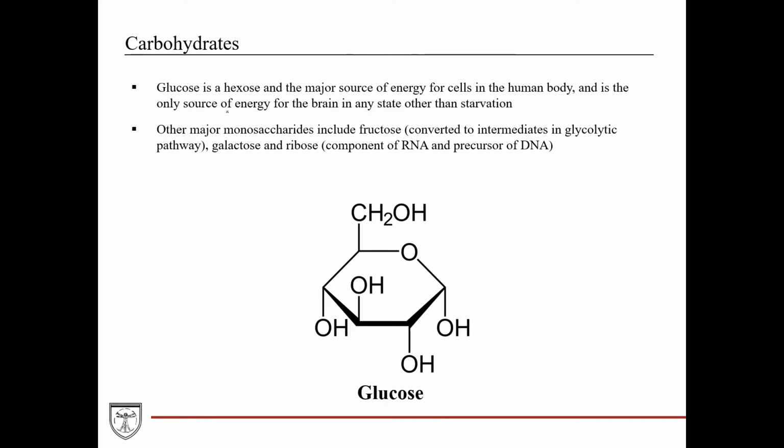So glucose, which is the major source of energy for cells in the human body, is a hexose. And you can see that structure here, 6 carbons. And it's actually the only source of energy for the brain in any state other than prolonged starvation. We'll go through that in subsequent lectures. Other major monosaccharides include fructose, which is converted to intermediates in the glycolytic pathway. Again, we'll devote an entire lecture to the glycolytic pathway, and you'll see where that plays in. And then you have galactose and ribose. Ribose is actually a component of RNA and a precursor of DNA as well.